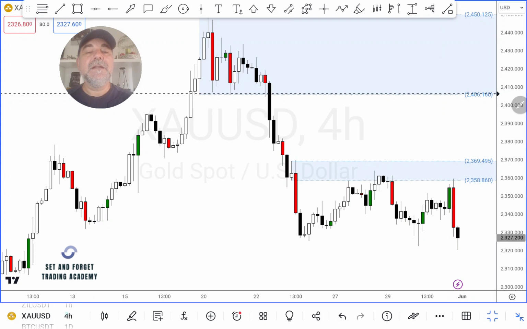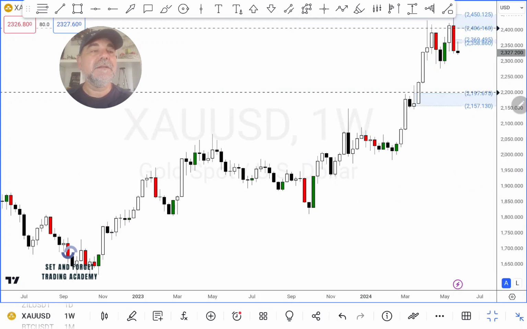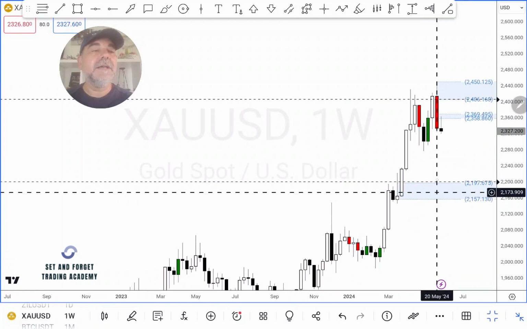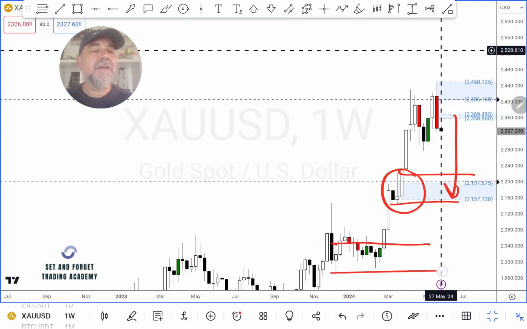If we take a look at the weekly time frame, you're going to see what we're expecting and why. These blue rectangles represent the daily supply level and the 4-hour supply level, which is playing out. Now, we are expecting this strong imbalance over there in the weekly, and we've got another one down there. So next stop is down there.